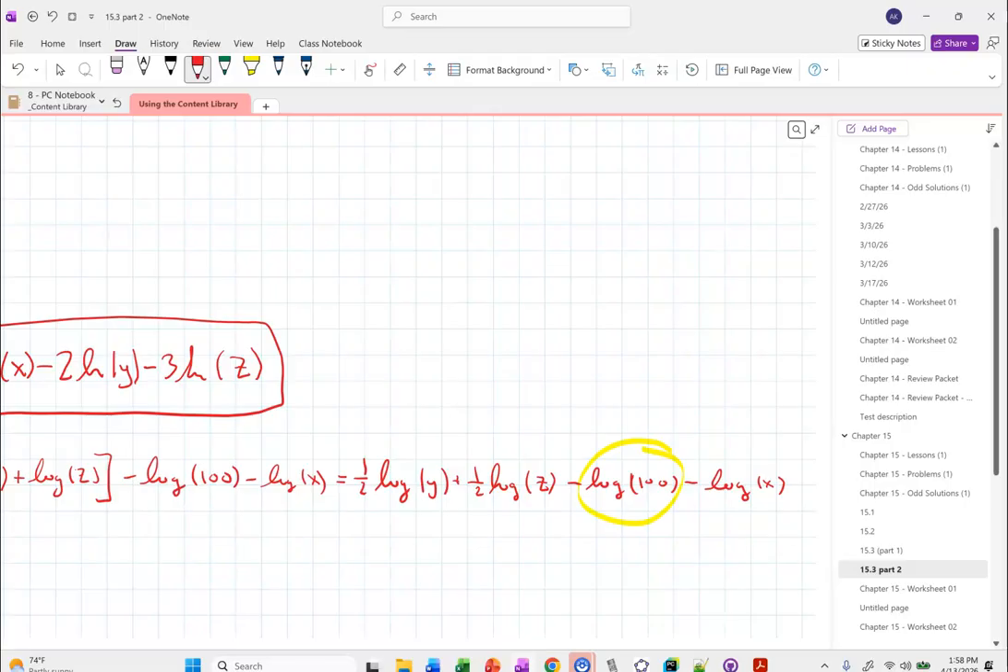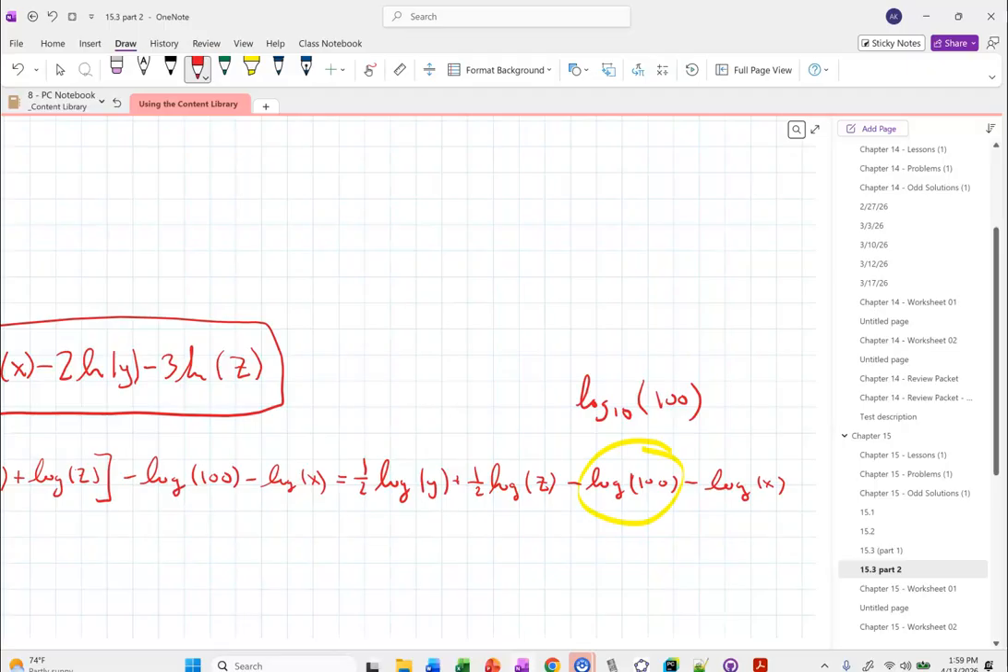When I write log with no subscript, what is the base of that logarithm that we know to be there even if we don't write it? 10. Very good. As a separate aside, what is the name for that logarithm? It has a name when it's log base 10. It's called the common logarithm. So that's the first step. You've got to recognize that that's log base 10.